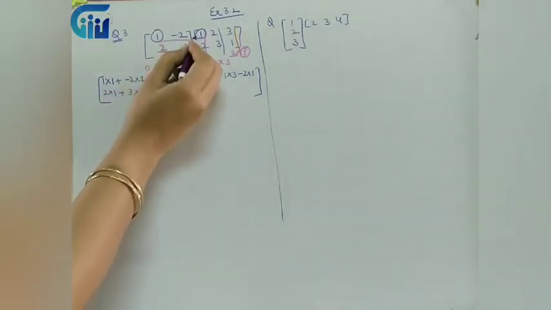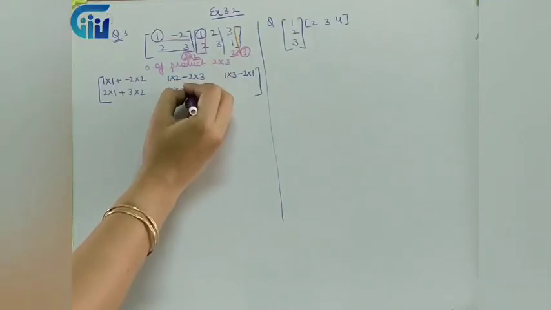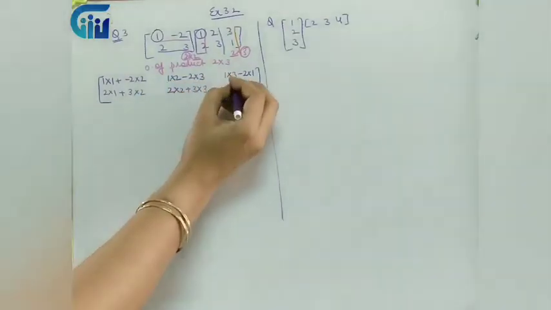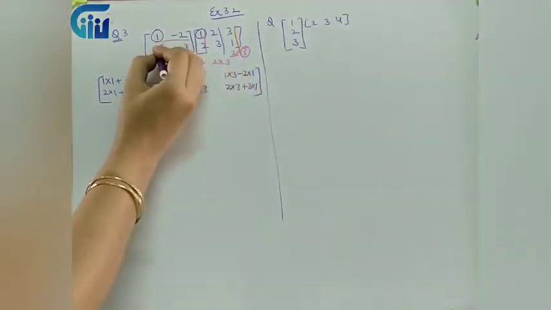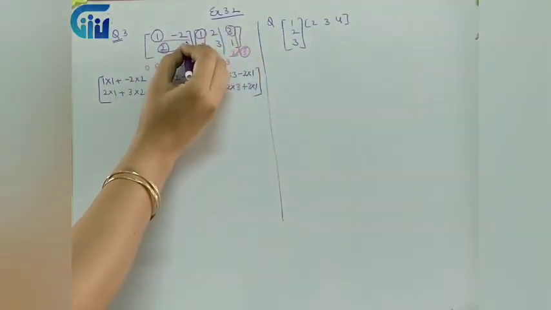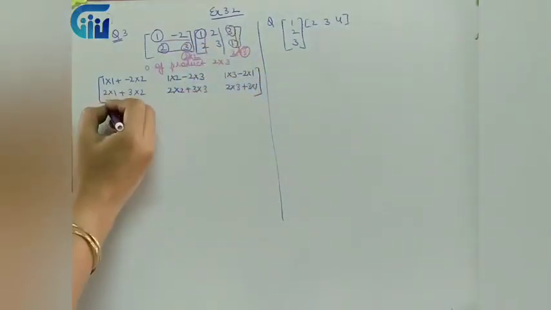So first element with first element, second element with second element. Then further 2 with 2 plus 3 with 3. Then further 2 with 3 plus 3 with 1. So first element with the first element, second element with the second element, right? This is how we will multiply. Now let's quickly solve it up.